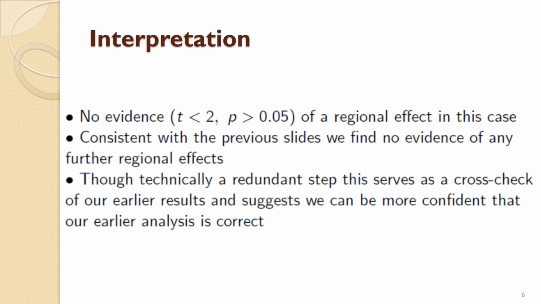So in terms of the interpretation then, we've got no evidence: the p-values are all bigger than 0.05. Equivalently, the t-statistics are all less than 2, of a regional effect in this case. So consistent with the previous slides and our recognition that this was mathematically a redundant step, we find no evidence of any further regional effects.